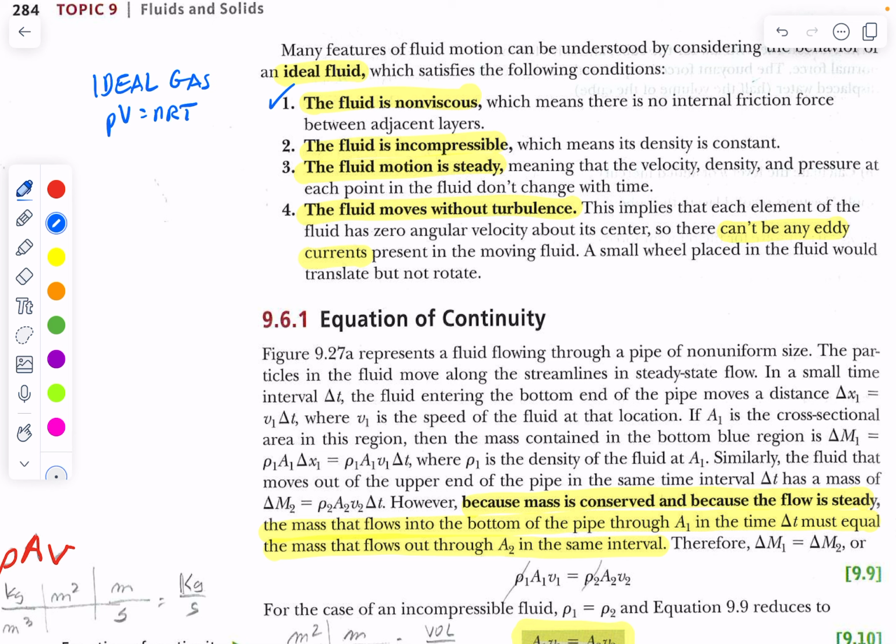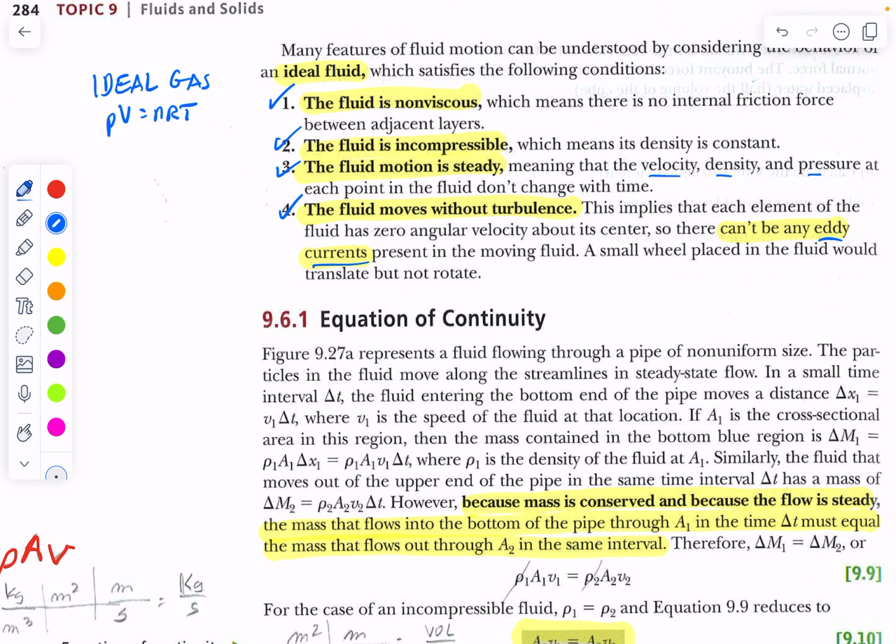The fluid is incompressible. Most fluids, it's very, very difficult to compress. If you push on the fluid in one place, it's going to bulge out or move to some other place. In other words, you can't increase its density by compressing it. Number 3, the fluid motion is steady. It's going to be laminar. That means that the velocity, the density, the pressure at each point in the fluid isn't going to change as it goes from place to place and from time to time. And then finally, the fluid moves without turbulence. We have no eddy currents.